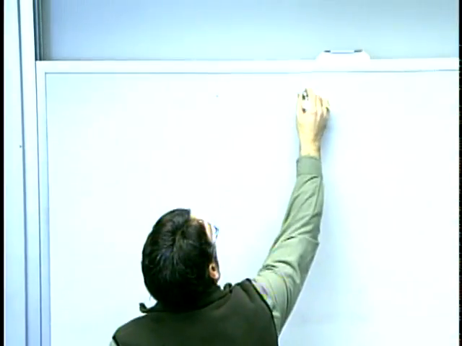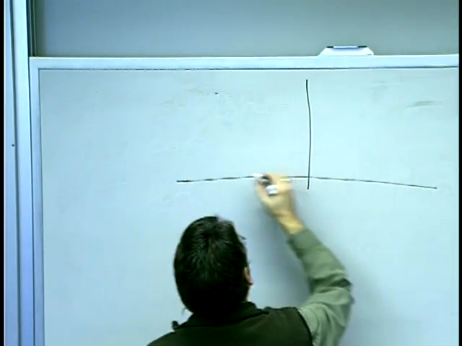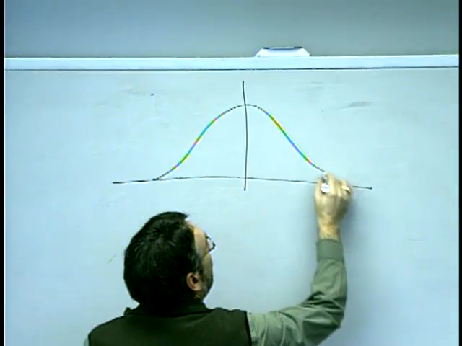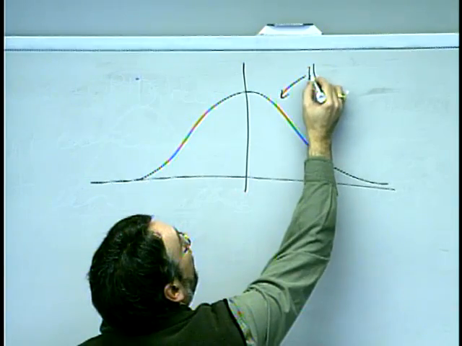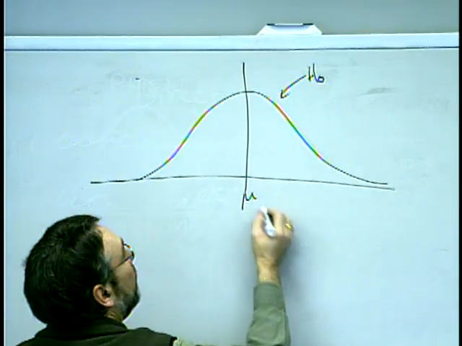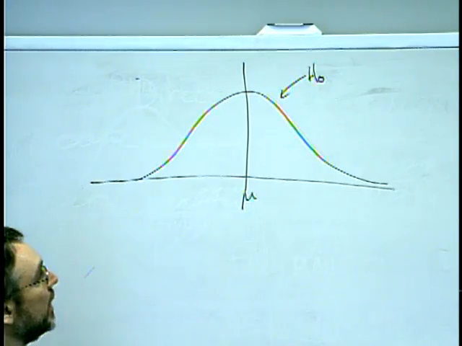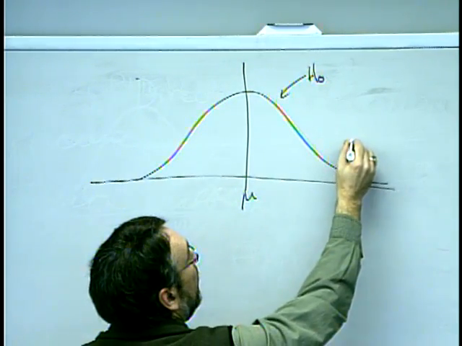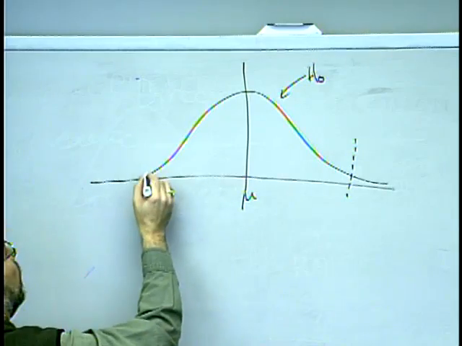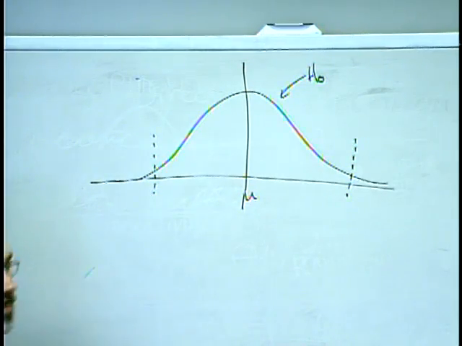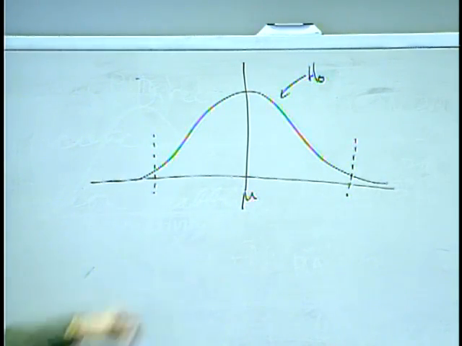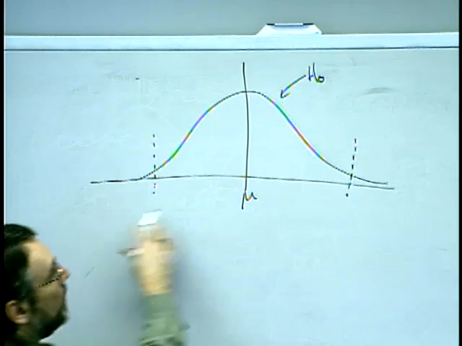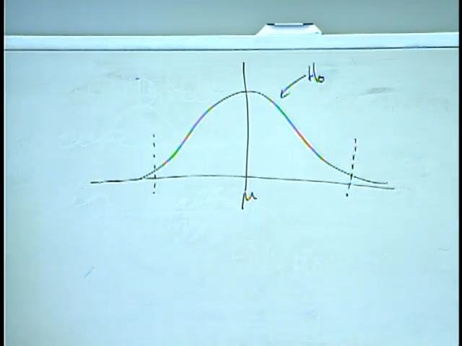what we have is our assumed distribution. I'm going to assume here that it's a Gaussian. We'll call that H naught. It's got some mu, some true process mean. And what we said is we pick control limits, or in the hypothesis test case, acceptance regions. But I'm going to use the control chart terminology since that's what we're dealing with here. We pick where these limits are based on a probability of false alarm.